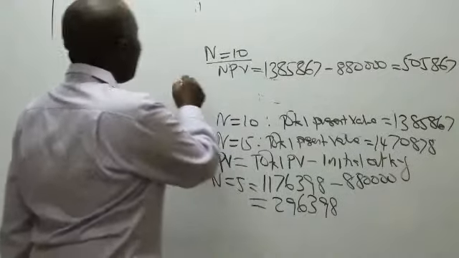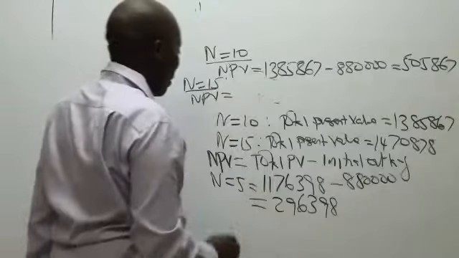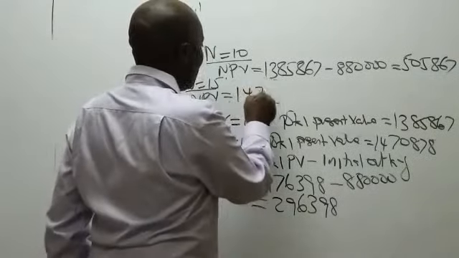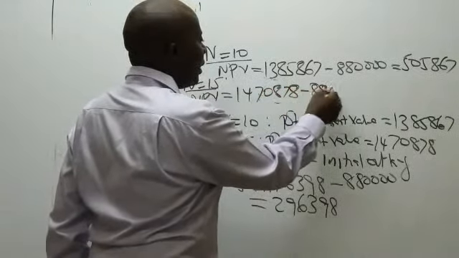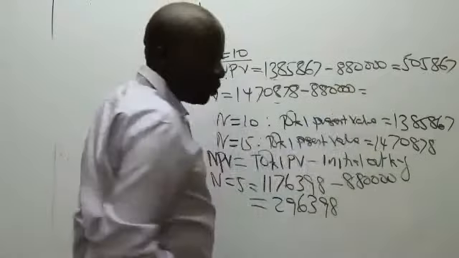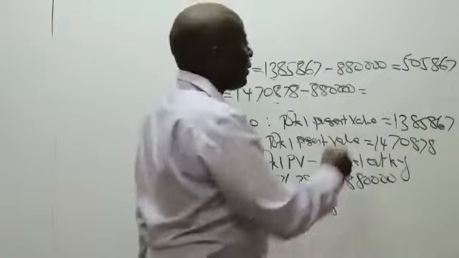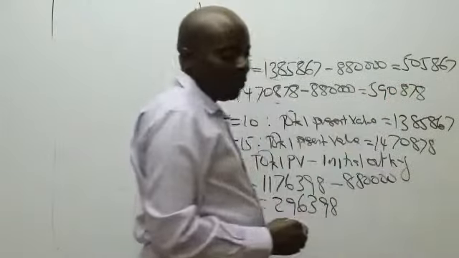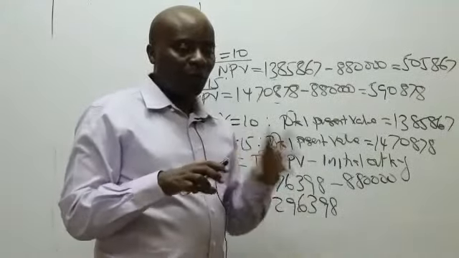When n equals 15, NPV will be equal to the total net present value, 1,470,878 minus 880,000, which will end up giving me 590,878. But now, ladies and gentlemen, the question was not about just net present values.